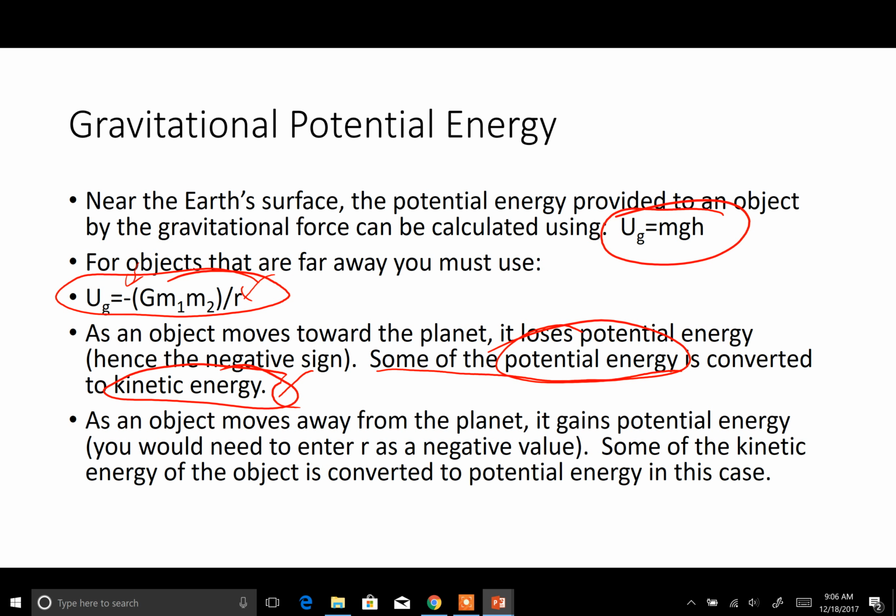On the other hand, as an object moves away from a planet, it gains potential energy. So as an object moves away from a planet, we think of r as a negative value. If we put in r as a negative value, because of this negative sign, the gravitational potential energy is going to increase. So as an object moves away from a planet, its potential energy increases and its kinetic energy decreases.